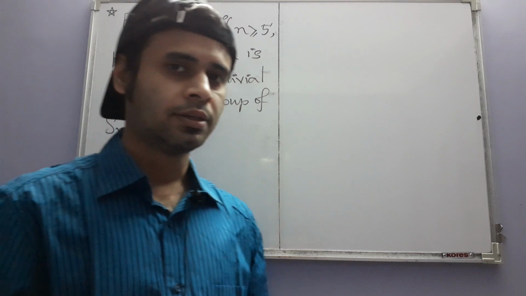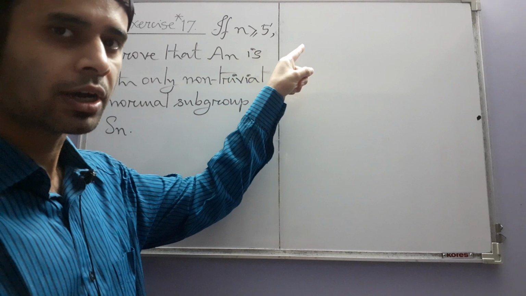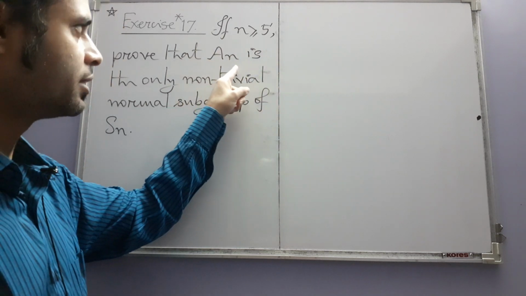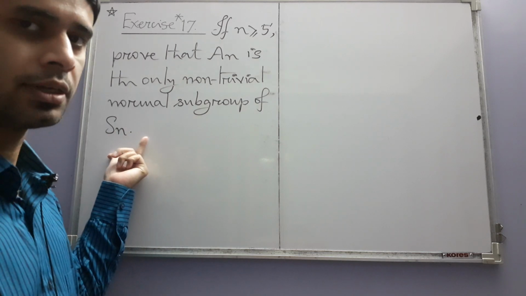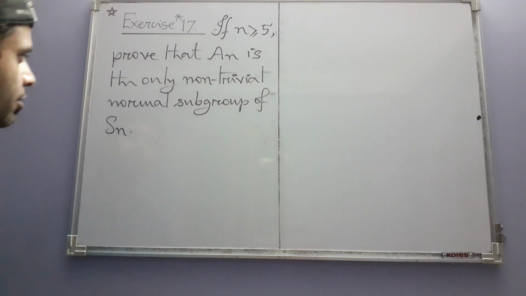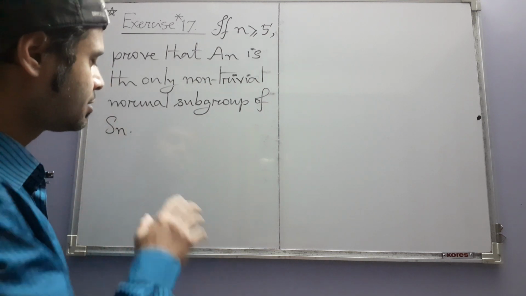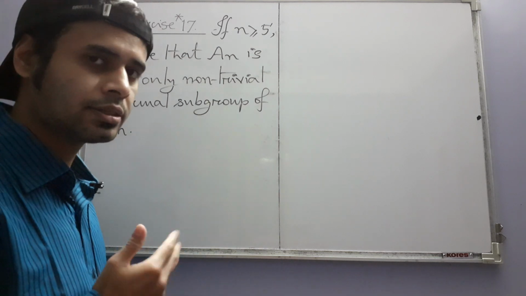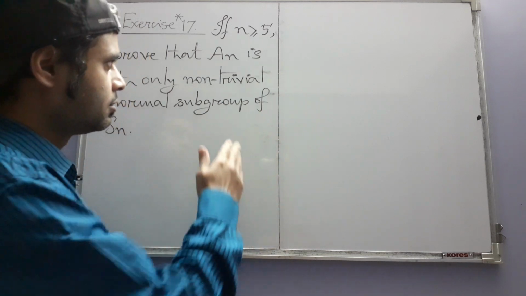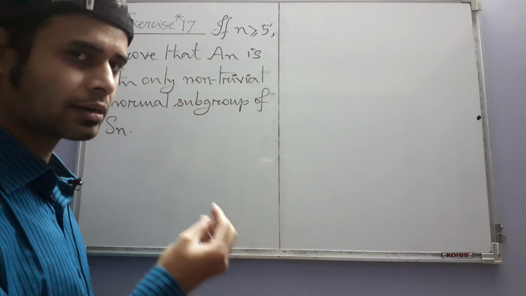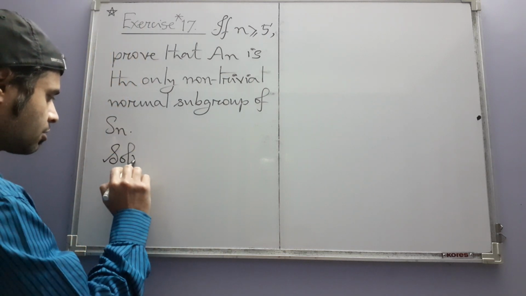Exercise 17. So here we have to prove that if n is at least 5, then the alternating group of degree n is the only non-trivial normal subgroup of Sn. So let's see the solution. That means in all the symmetric groups Sn, where n is at least 5, the only normal subgroups are An, Sn and the trivial group. So we start off the solution like this.